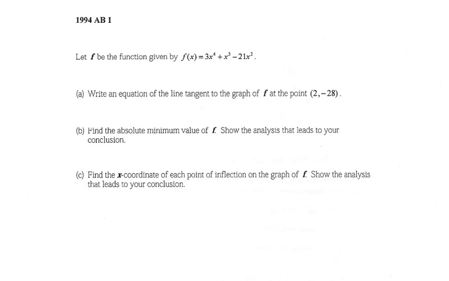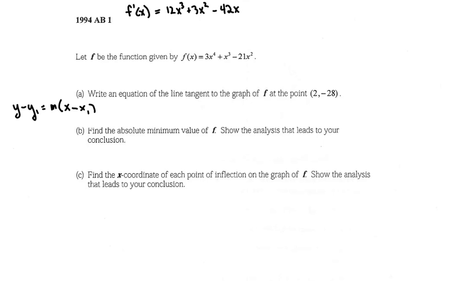So obviously, to find the equation of a tangent line, we need the point slope form of a linear equation, and so we need a point and a slope. The point is given to us at (2, -28), and the slope is just going to be the value of the derivative of f when x is equal to 2. And so we end up with 12x to the third plus 3x squared minus 42x.